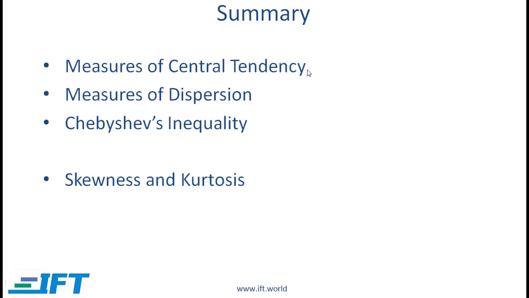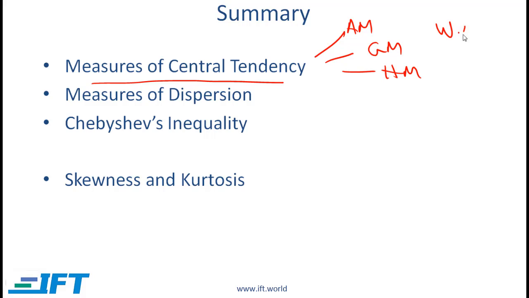So that is it. We are done with this reading. Just a few major summary points. We talked about measures of central tendency, and here you need to understand the various kinds of means. We talked about arithmetic mean, we talked about geometric mean, harmonic mean, the weighted average, and so on. You need to understand all these different kinds of means and how to calculate them.